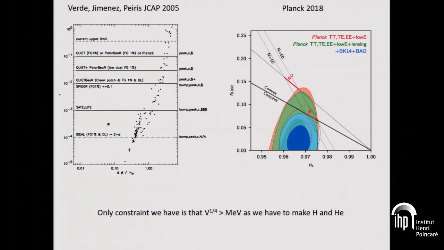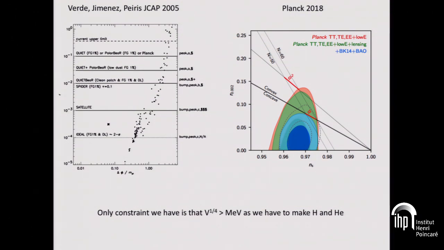So up here I put R. Remember that R is like the scale of inflation to the quarter. And here it is plotted against the tilt of the primordial power spectrum. So if you're willing to take all the experiments here, you have constraints of about 0.1. And already you can say that the inflaton potential was not like this. It's actually like this. So the constraints are very good.